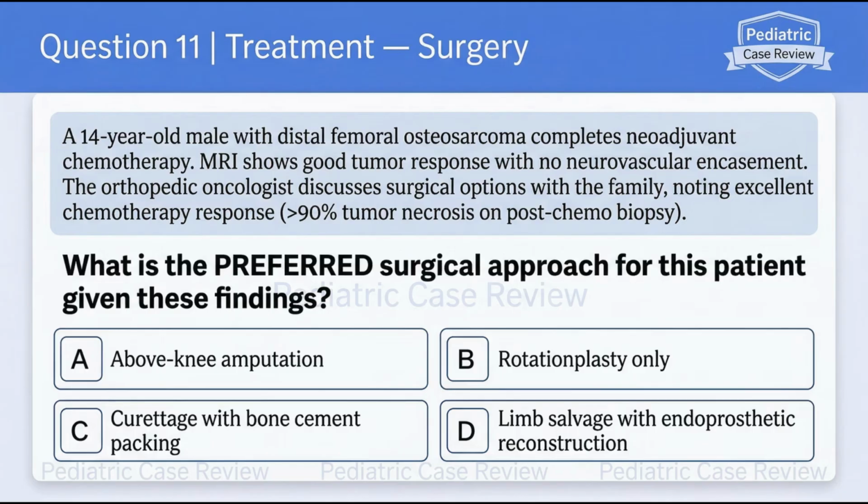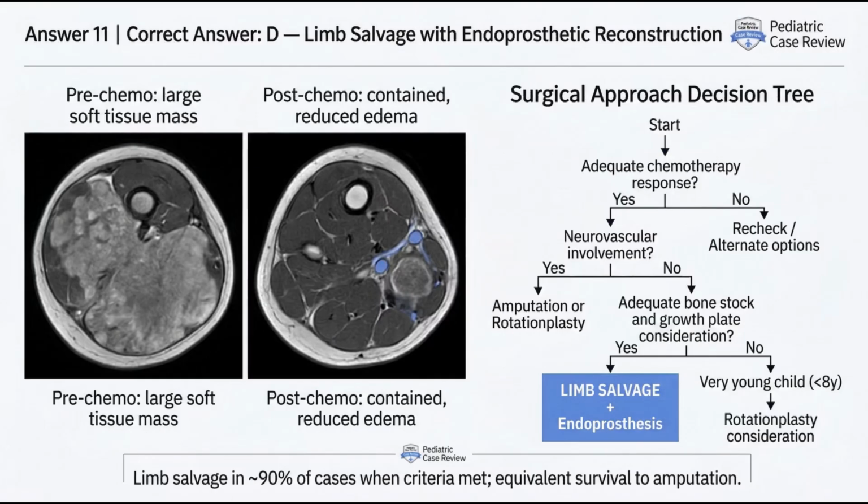Option A, above-knee amputation. Option B, rotationplasty only. Option C, curettage with bone cement packing. Option D, limb salvage with endoprosthetic reconstruction. The correct answer is option D, limb salvage with endoprosthetic reconstruction.